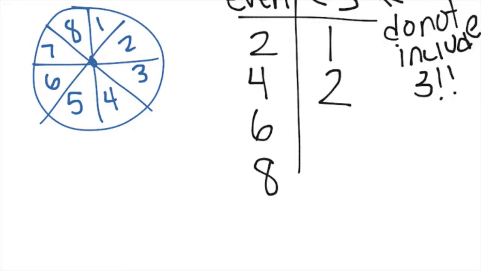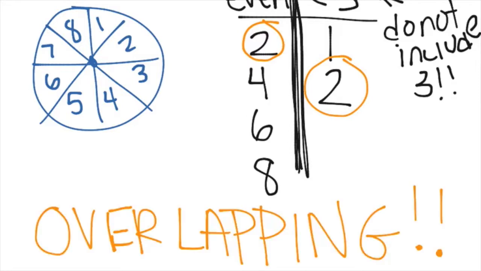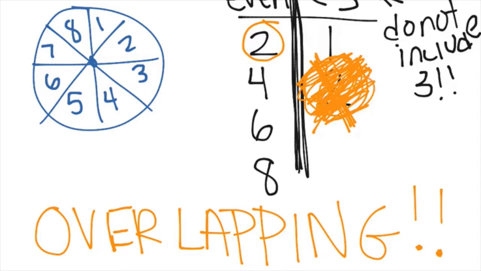Now you want to look at these two categories and see if there are any events or numbers that you wrote down in both categories. So notice how I have a 2 that falls under both categories. It's both an even number and a number that's less than 3. This is what's known as an overlapping event. And when you have something that is overlapping, you want to cross off just one of them so that you don't count the 2 twice. So I'm just going to go ahead and cross that out. Doesn't matter which one, but just don't cross off both.